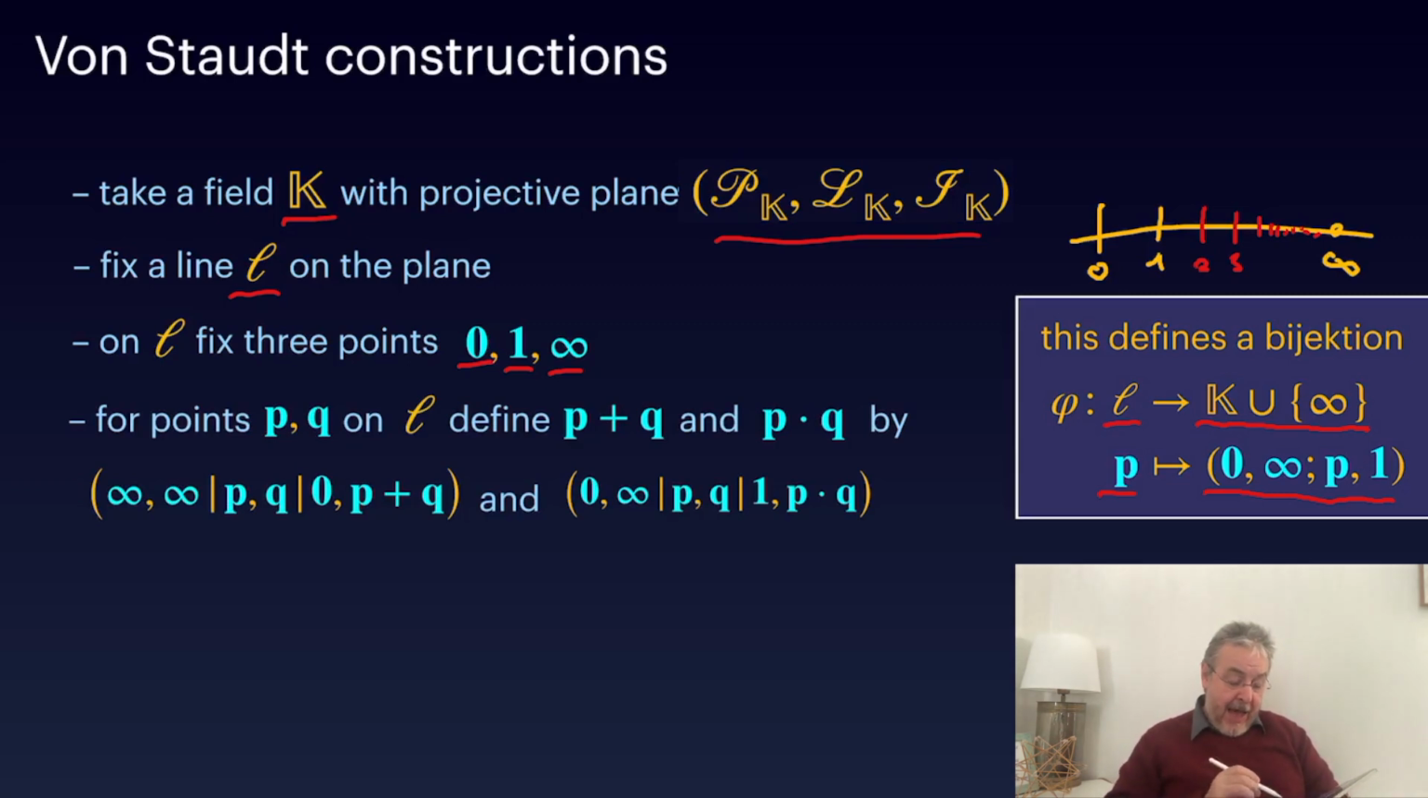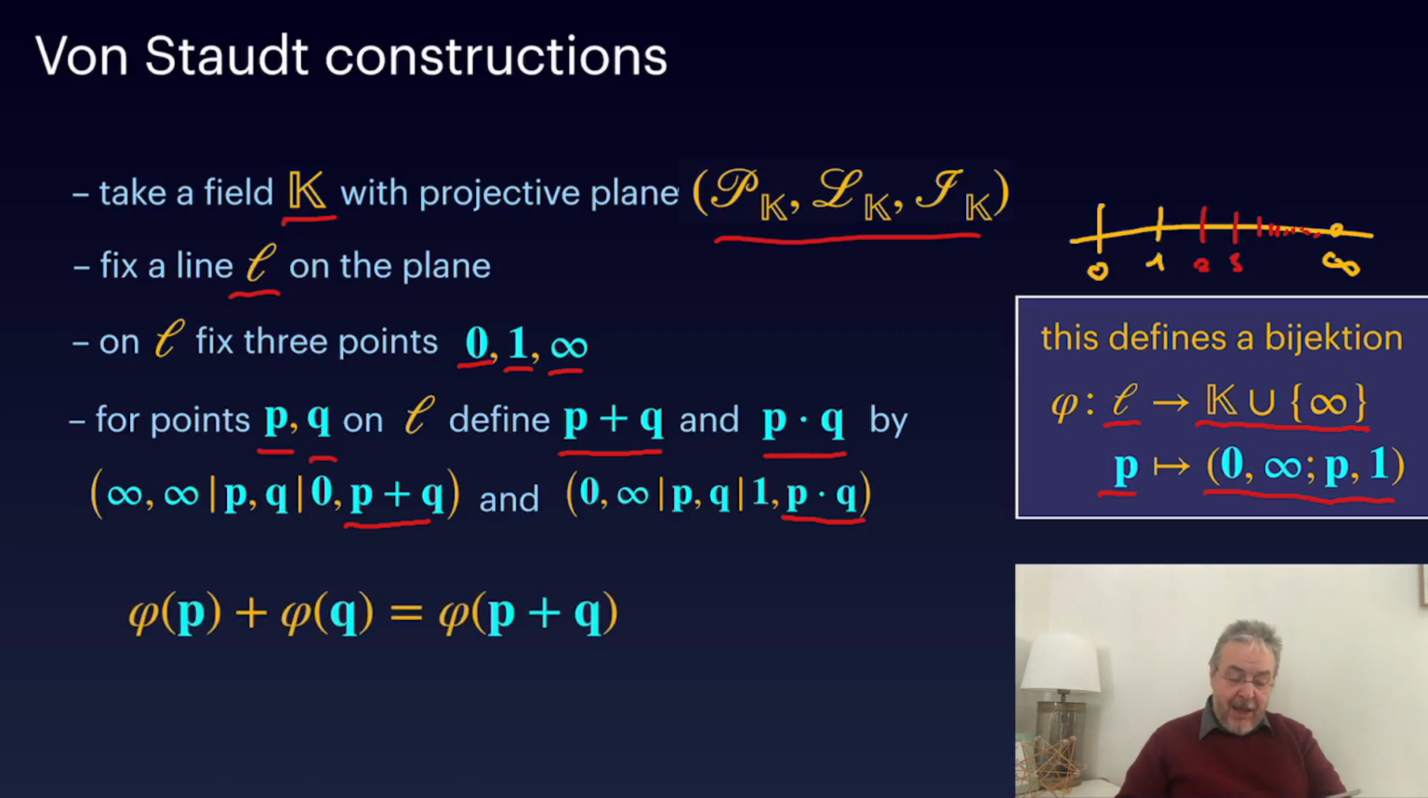I take arbitrary 2 other points P and Q on L. They could even coincide with 1 or 0, and I define the point P plus Q as the unique point on L that satisfies this quartet relation. And I define P times Q to be the unique point on L that satisfies this quartet relation. And if I do that, by everything we said so far, we will get the following nice functional equations.